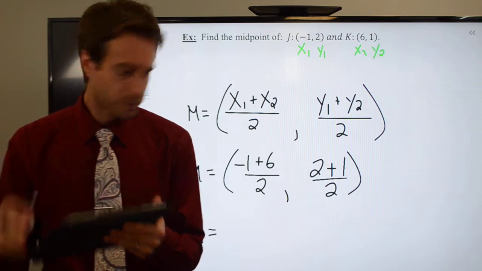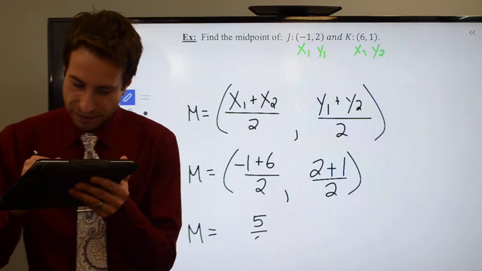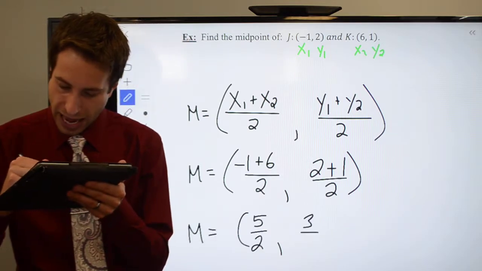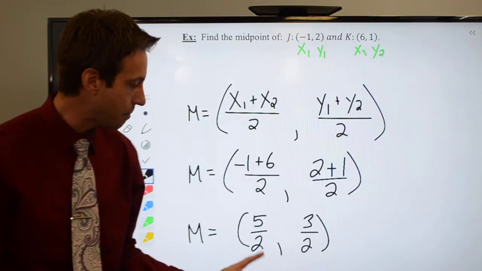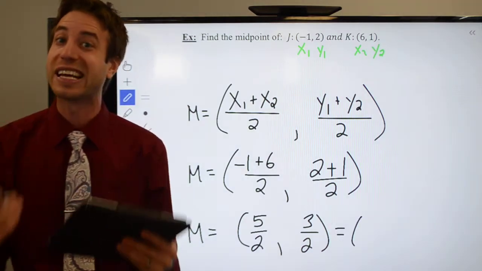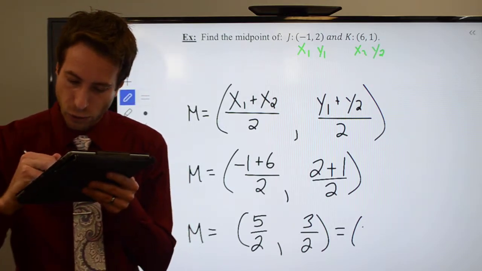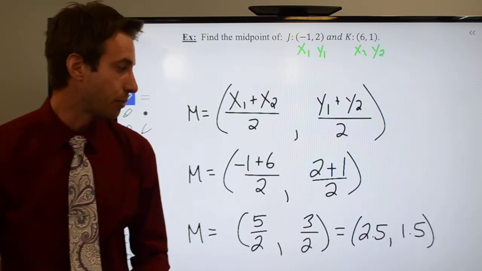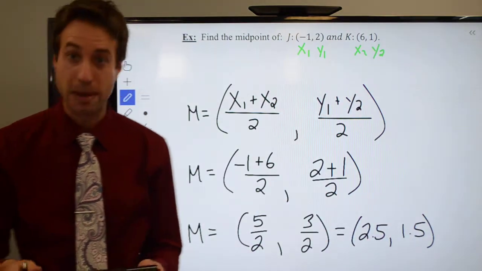And what we get, well, -1 plus 6 is going to be 5, so that's 5 halves. And 2 plus 1 would be 3, so that comes out to be 3 halves. So the midpoint between these two ordered pairs on a coordinate plane is 5 halves, comma 3 halves. If you would rather write that as decimals, which generally I will, because we will be doing quite a bit of graphing in this chapter and it's easier to graph decimals, 5 halves is 2.5, and 3 halves is 1.5. So I would simply plot a point, 2.5 on the x-axis, 1.5 on the y-axis, and I've got my midpoint.